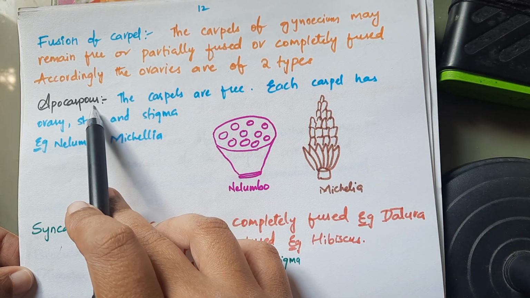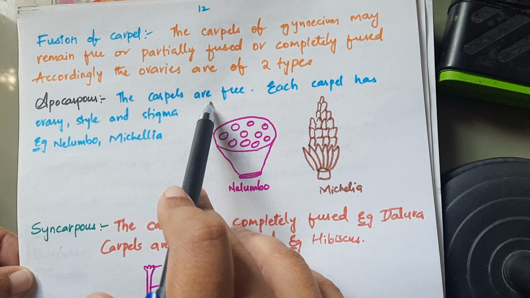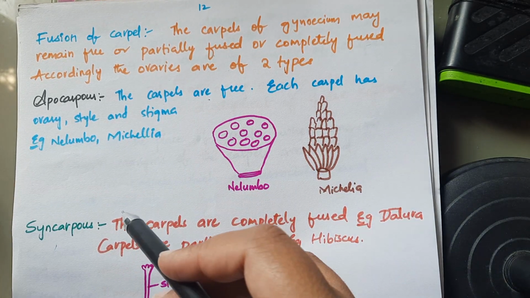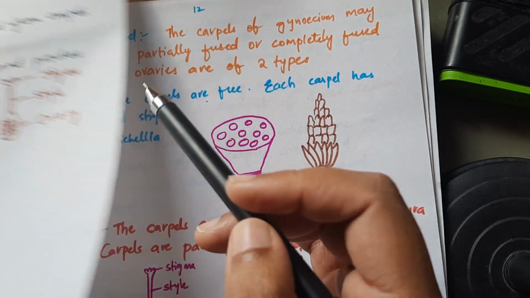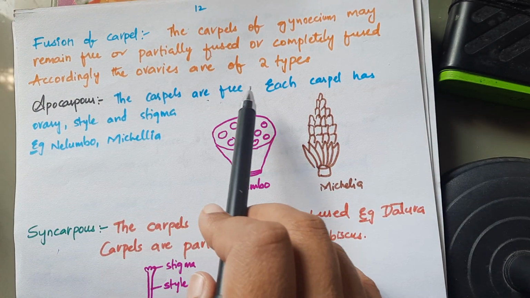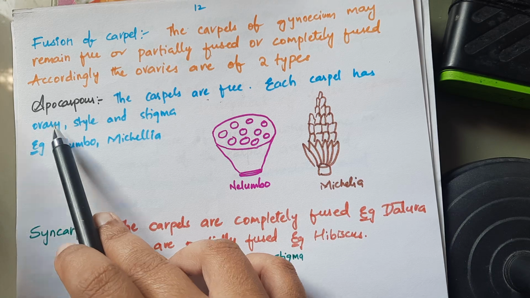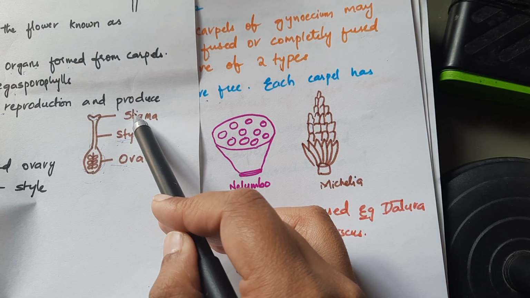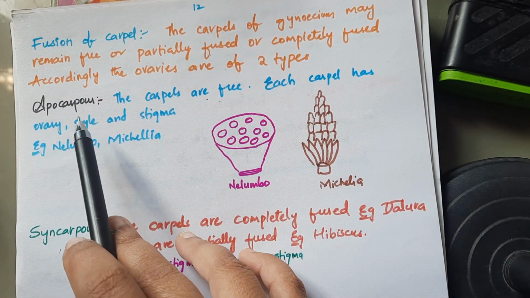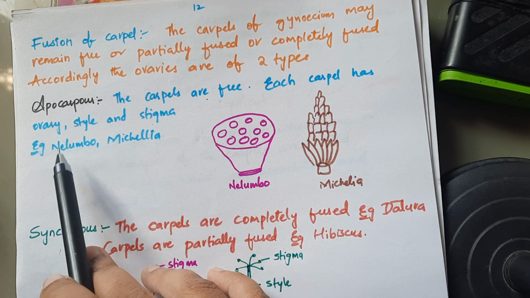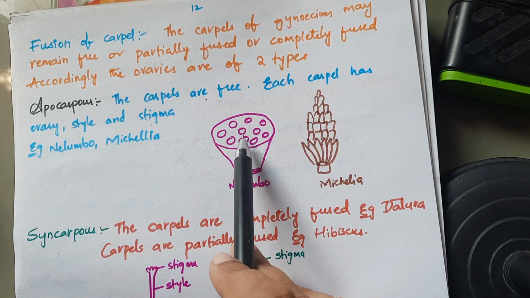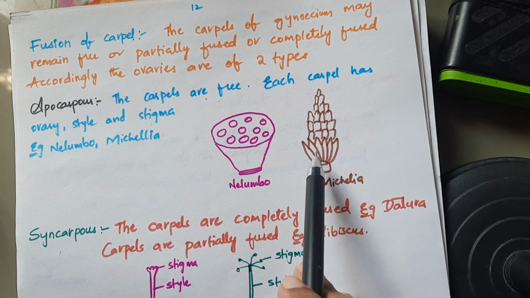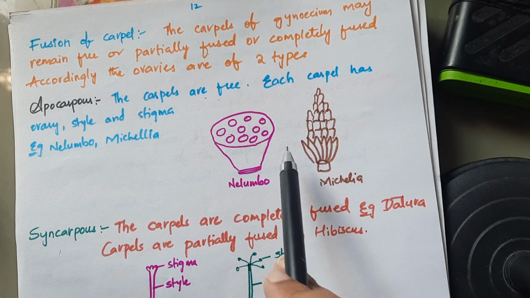What is the apocarpous condition? The carpels are free in the flowers. The carpels are free and each carpel has an ovary, style and stigma, which is seen in Nelumbo and Michelia. See here, each carpel is free. In this also each carpel is free.